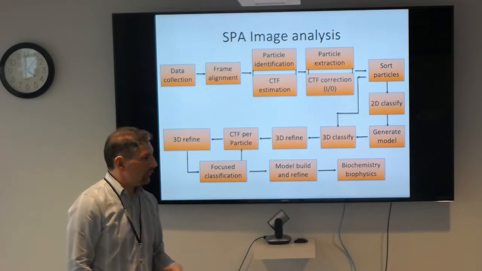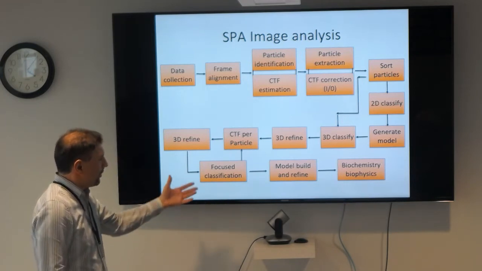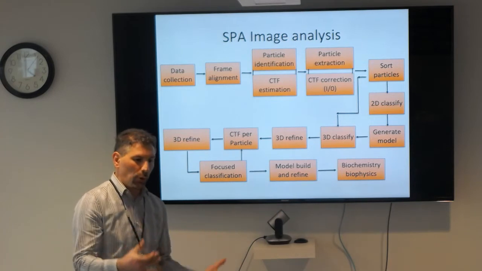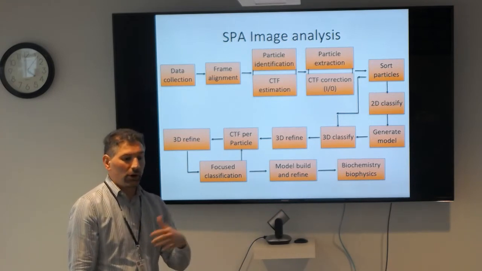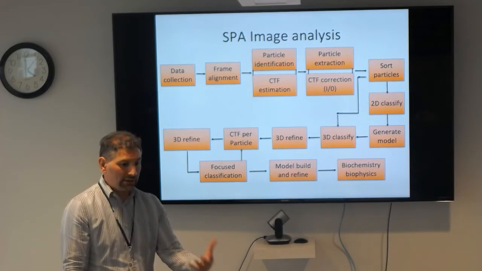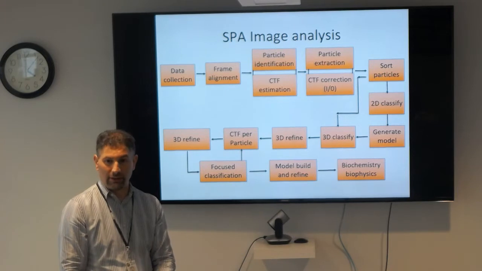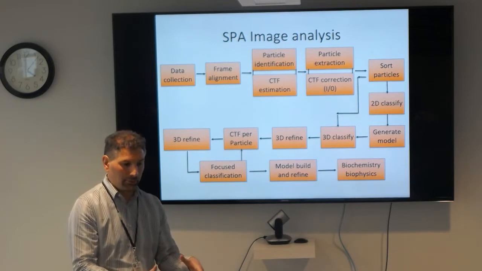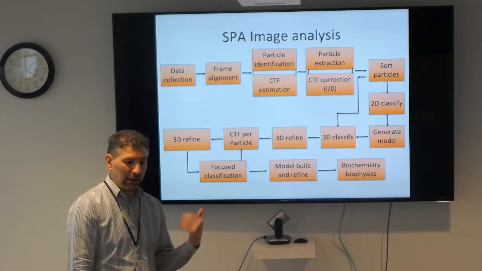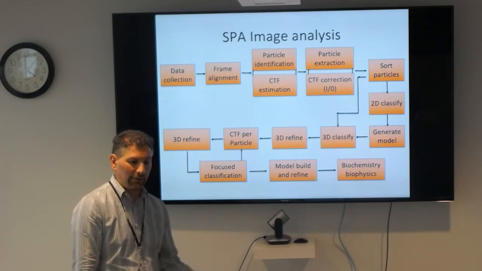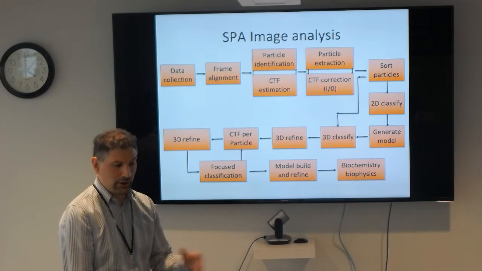So you do per-particle CTF estimation, and then you can feed this into focused classification. There are many different ways of doing this, many different programs, but essentially you're putting a mask over a region that you think is variable, whether it's conformationally variable or configurationally variable, meaning one subunit is present in some of the particles and not in others. You put a mask over that one region and classify based on that, and you identify particles that either have a subunit or don't, or where a particular region is flexible and moving around.